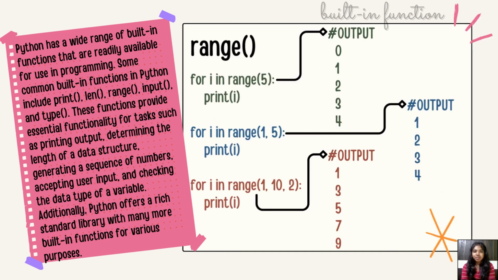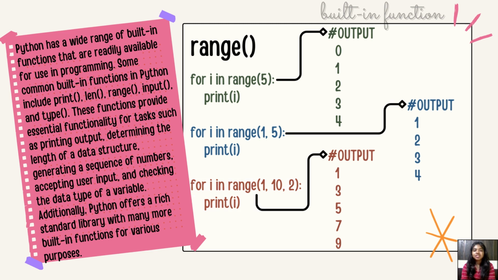The range function in Python is commonly used in loops to control the number of iterations by generating a sequence of numbers. In this statement, the sequence starts from 0 by default and stops before 5. Thus, the output we get is 0, 1, 2, 3, and 4. Similarly, in this statement, the sequence starts from 1 and stops before 5. Whereas in this statement, the sequence starts from 1, increments by 2 each time, and stops before 10.